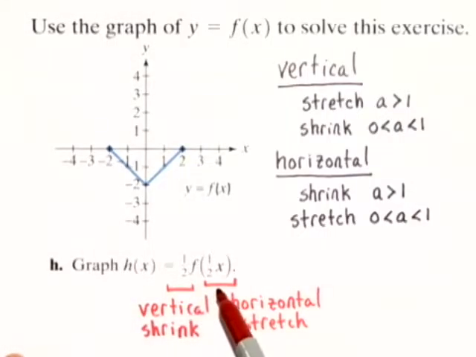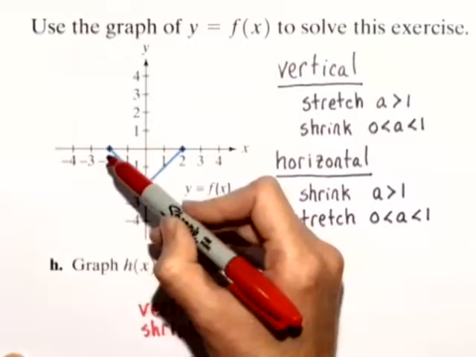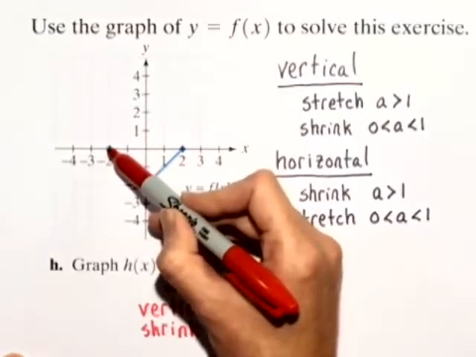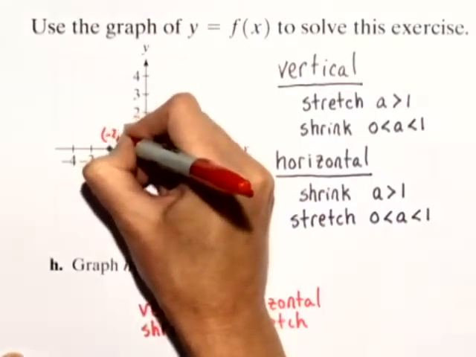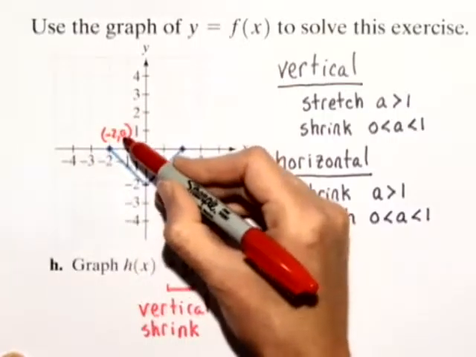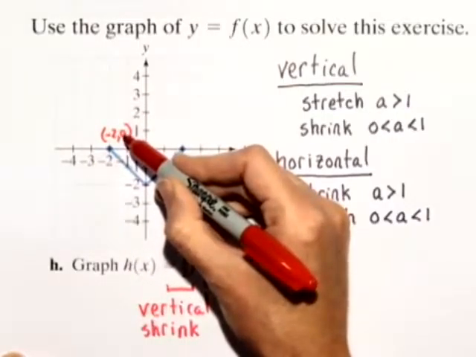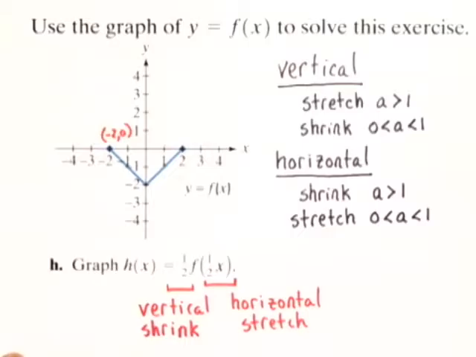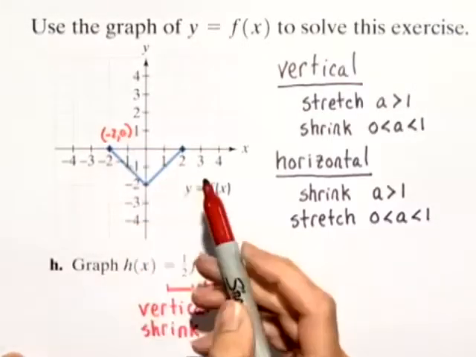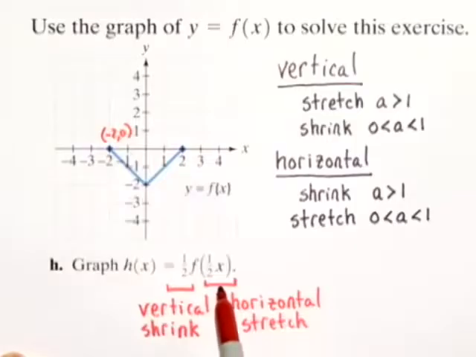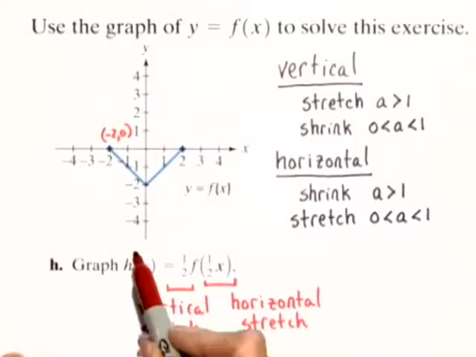So let's start with the point -2, 0. Well, the vertical shrink, remember, we multiply each y coordinate by 1/2. 0 times 1/2 is still 0, so the y coordinate doesn't move. For the x coordinate, we have a horizontal stretch. We're going to multiply each x coordinate by 2. Since negative 2 times 2 is negative 4, we move this point over to negative 4, comma 0 and plot that.